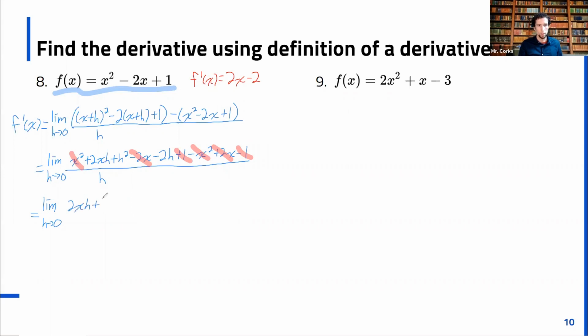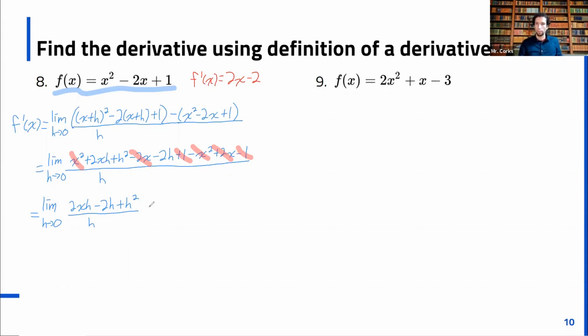2xh, plus h squared, minus 2h. Let's gather our terms and clean that up a little bit. h squared, and I want that at the end. Let's do it this way: 2xh minus 2h plus h squared. Okay, so that will work out nicely with our next step.